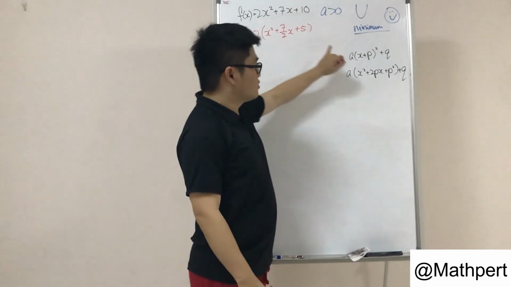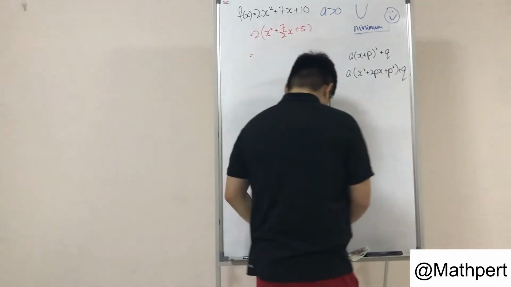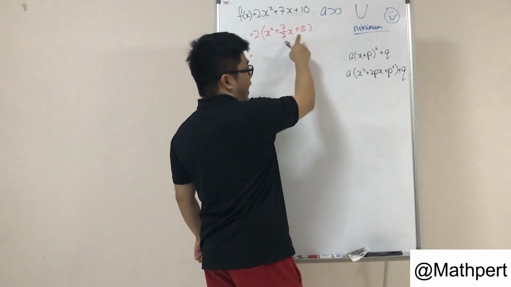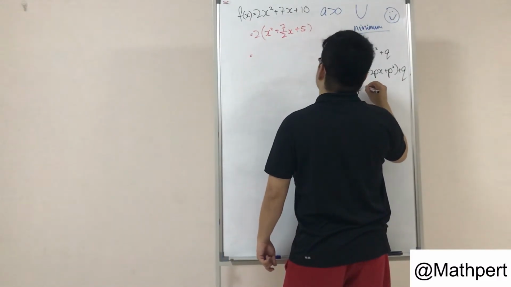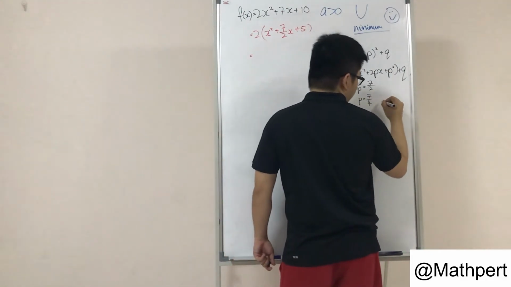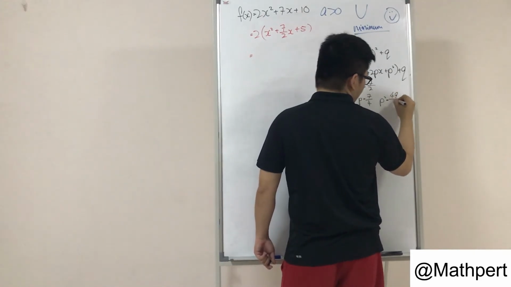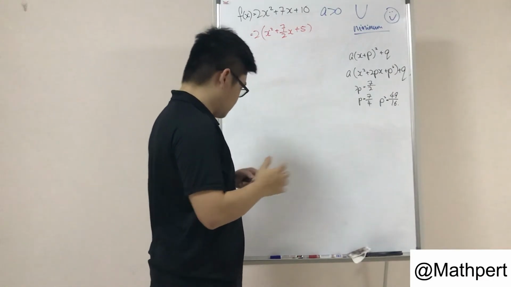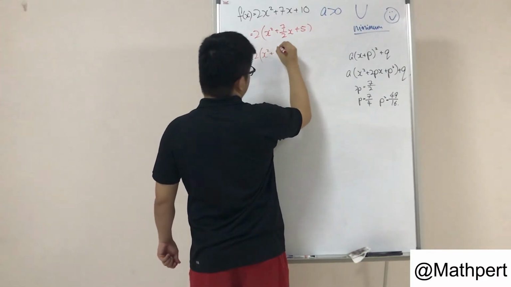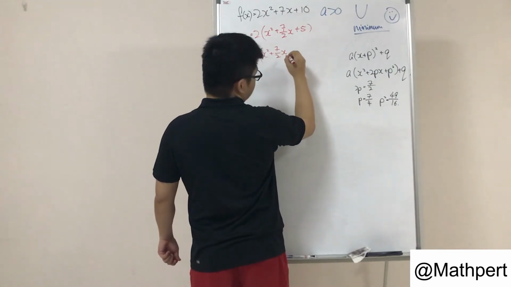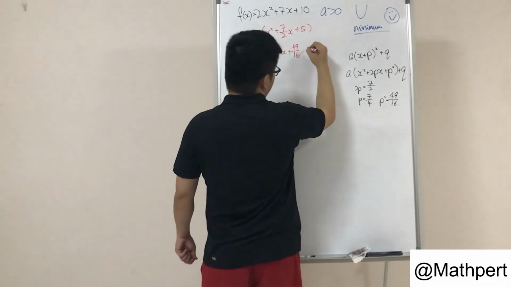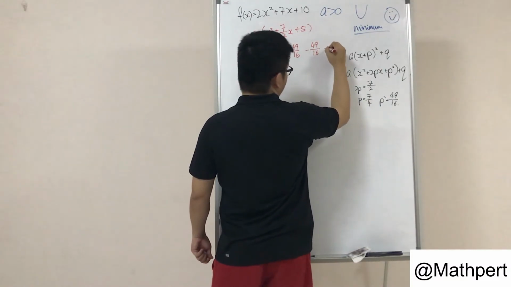Okay, we compare this and this. So we have x squared. This one is 2px, this one is 7 over 2 x. So 2p is equal to 7 over 2. Therefore, p is 7 over 4. And p squared is 49 over 16. Now, before it, we write x squared plus 7 over 2 x plus 49 over 16 minus 49 over 16 plus 5.